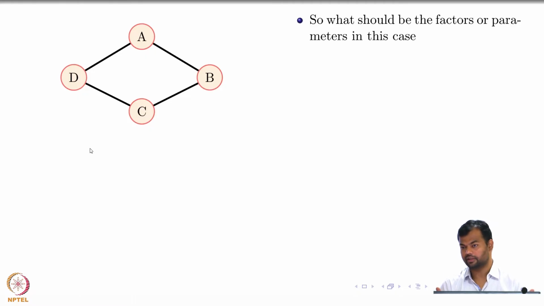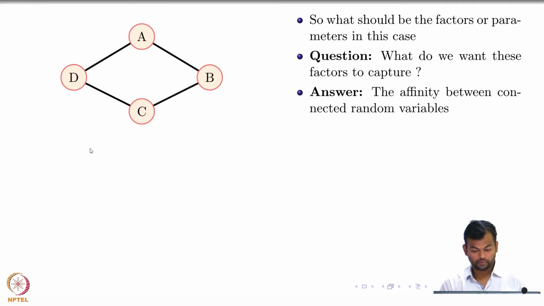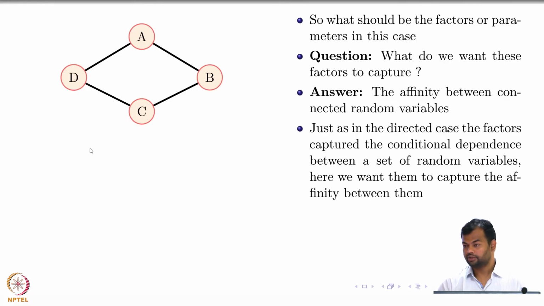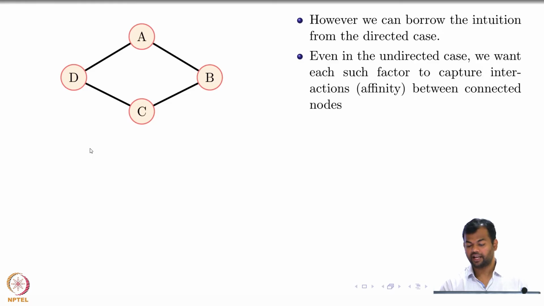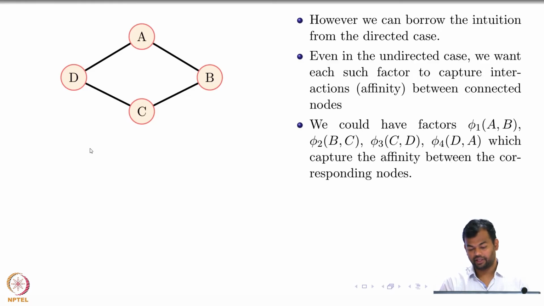Because we cannot use conditional distributions, right? Okay. So now we want these factors to capture the affinity between the two random variables. So just as in the directed case, the factors capture the conditional dependence, here you want to capture the affinity. So it's not very different, right? There you wanted to capture the conditional dependence between the variables, and here you are saying I want to capture the affinity between the variables. So even in the undirected case, we want each such factor to capture the affinity, and we could have factors of the following form, right?